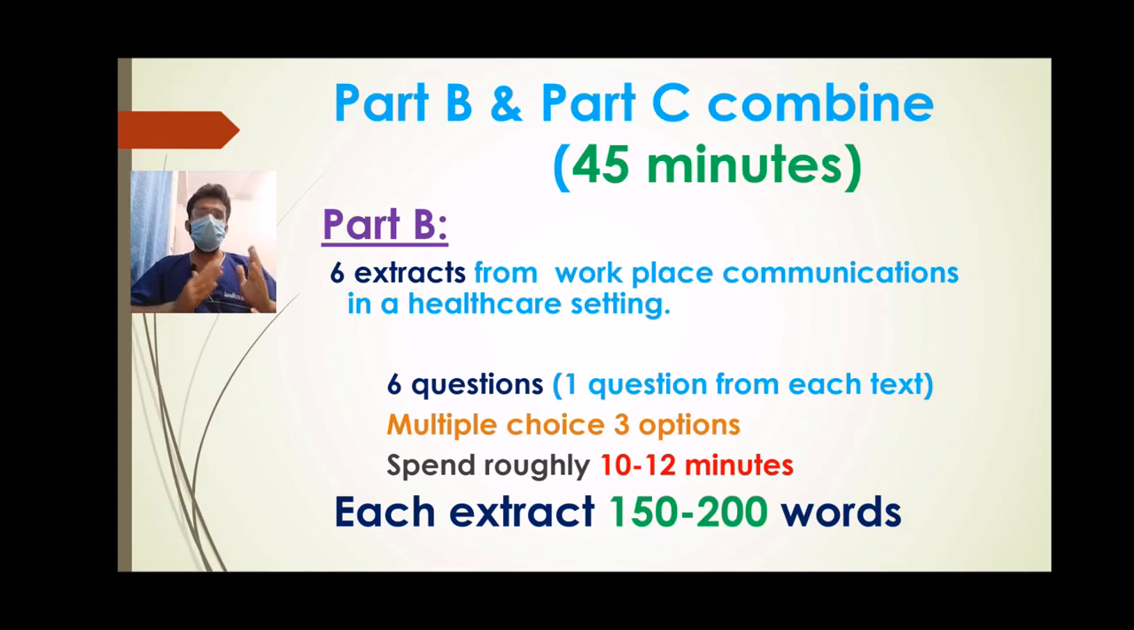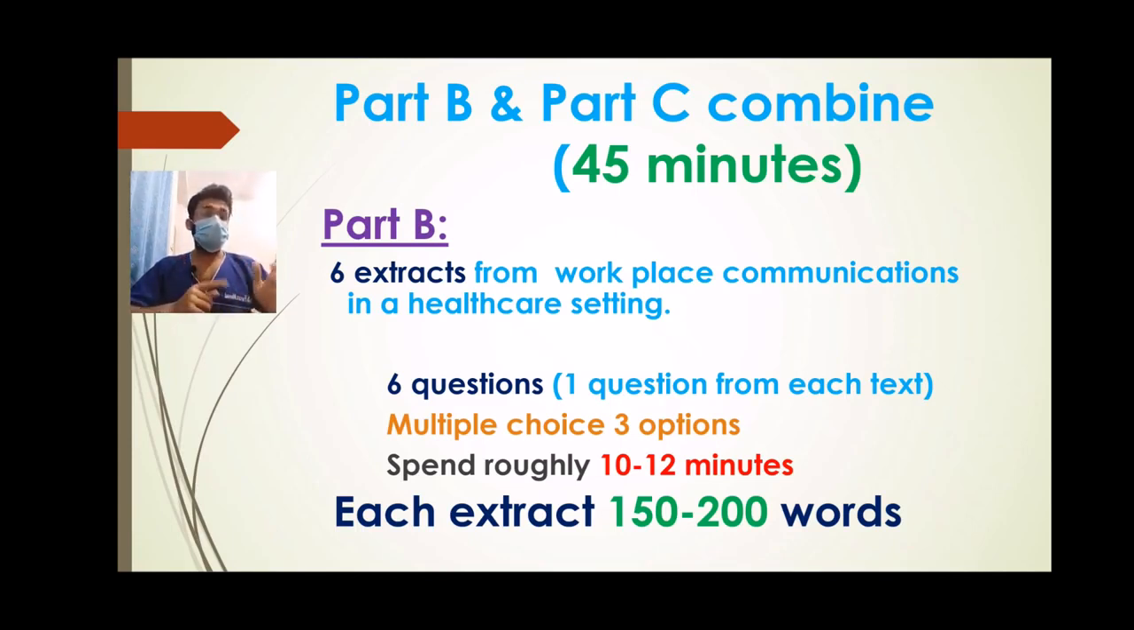Both reading part B and part C have 45 minutes combined, so you have to manage the time properly. And keep in mind that reading part B consists of 6 extracts from work-based communication in a healthcare setting. There are 6 texts or extracts given in part B. Each consists of 150 to 200 words. Keep in mind, 6 extracts and 6 questions. There will be 6 questions, that is 1 question from each extract, and these questions will be multiple choice type of questions.